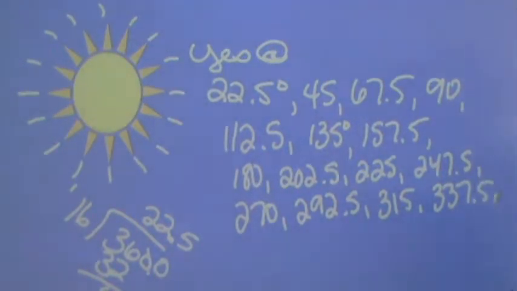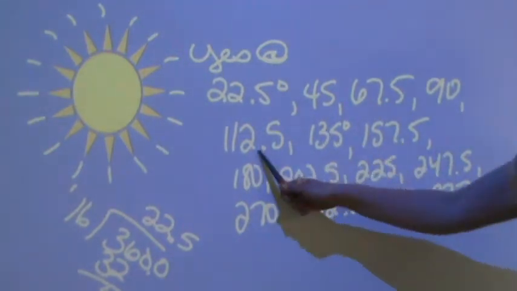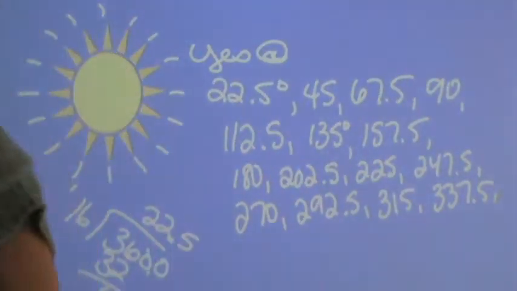Oh, and the last one would be 360. So we divided by 16, so we have 15 answers. 2, 3, 4, 5, 6, 7, 8, 9, 10, 11, 13, 14, 15. Okay? All right, now trick question.